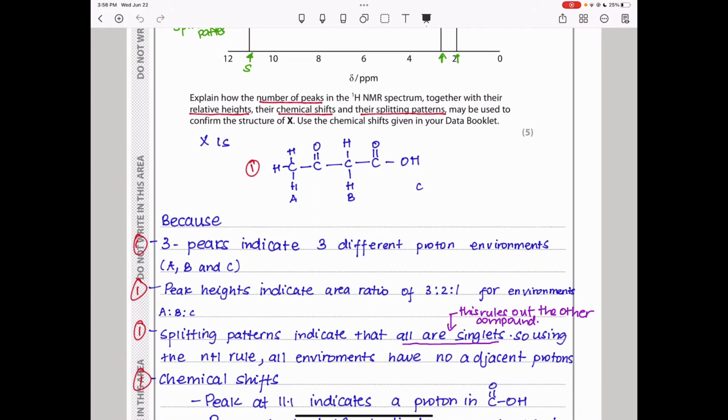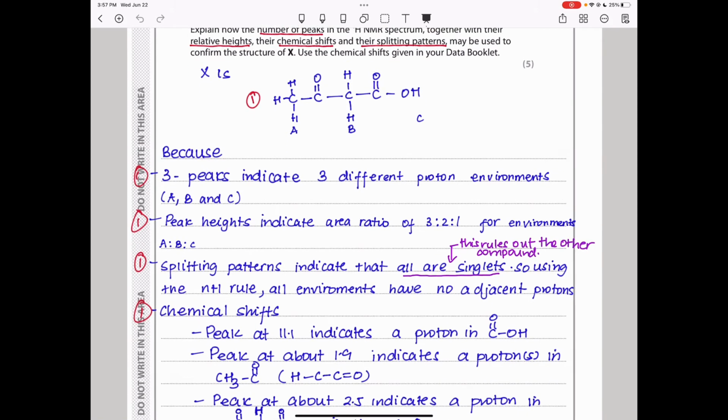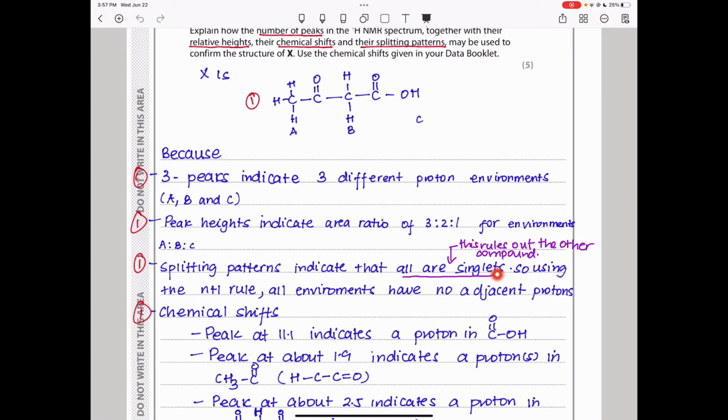So I will go to how I wrote my answer. I found out that it should be this, because 3 peaks indicate 3 different proton environments. I labeled them environment A, environment B, and environment C. Peak heights indicate area ratio of 3 protons here, 2 protons here, and 1 proton there. Then the splitting patterns indicate that all are singlets. So using the n+1 rule, I hope you guys know the n+1 rule, all environments have no adjacent protons. So, of course, this confirms that.